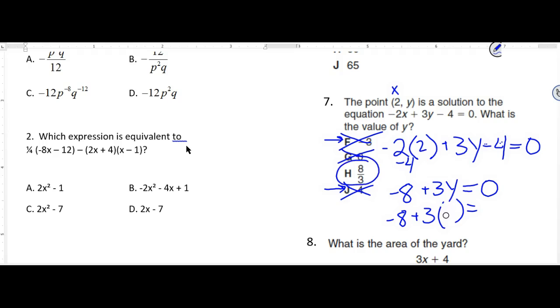Just to make sure, plug it in. 8/3. Negative 8 plus 3 times 8/3, the 3's cancel out, and that gives us 8. Negative 8 plus 8 is 0. H is going to work.